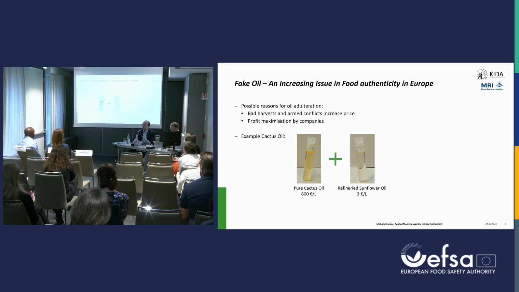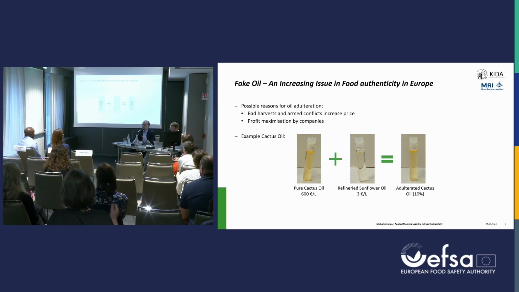And as you see, this kind of sunflower oil is refined, so it's colorless. So you can imagine if we add this to the pure cactus oil, it will give this adulterated cactus oil, which from my perspective completely looks the same as the first one. So if you would buy this in a shop, for example, you would have no chance to detect whether it's an adulterated one or a pure oil one.